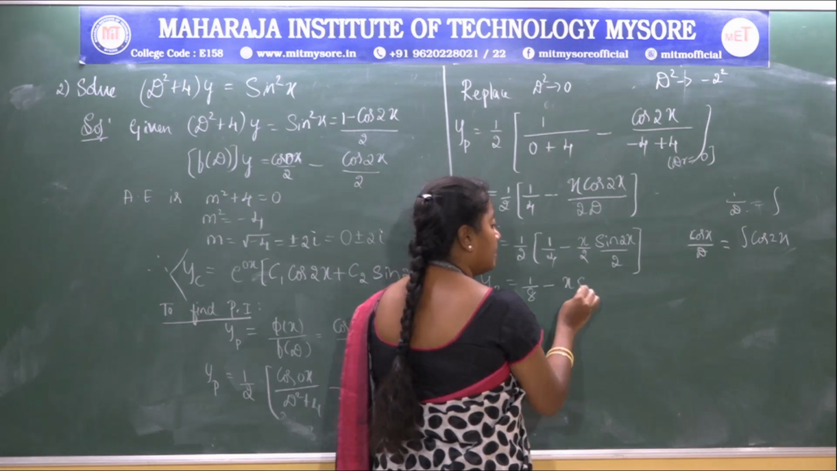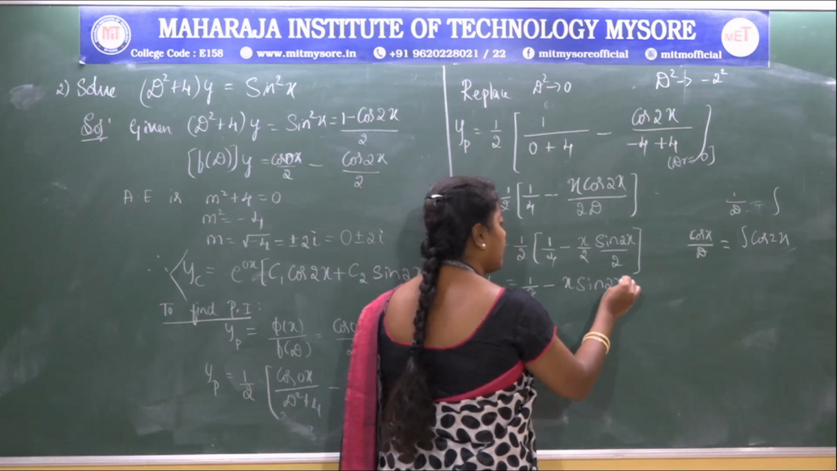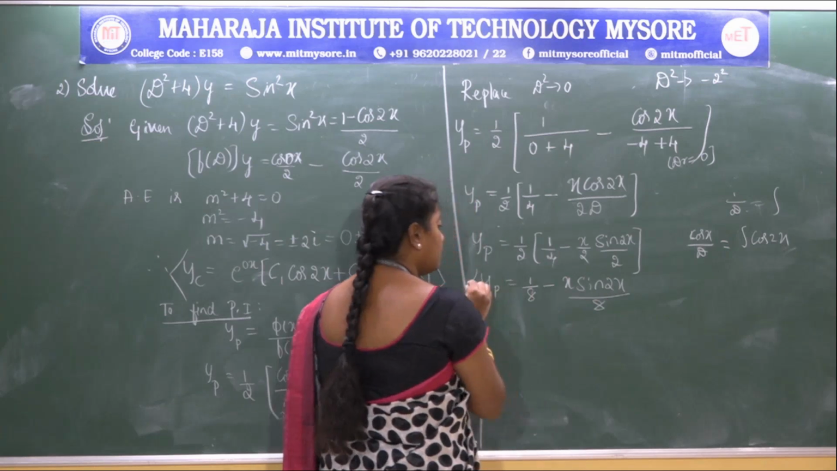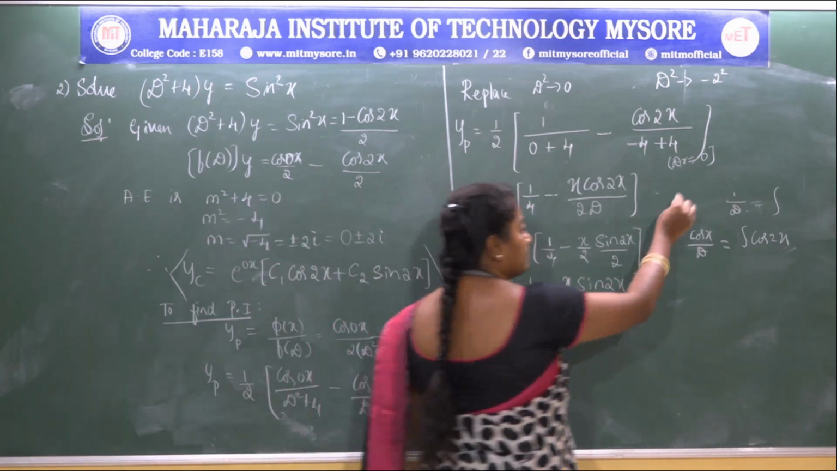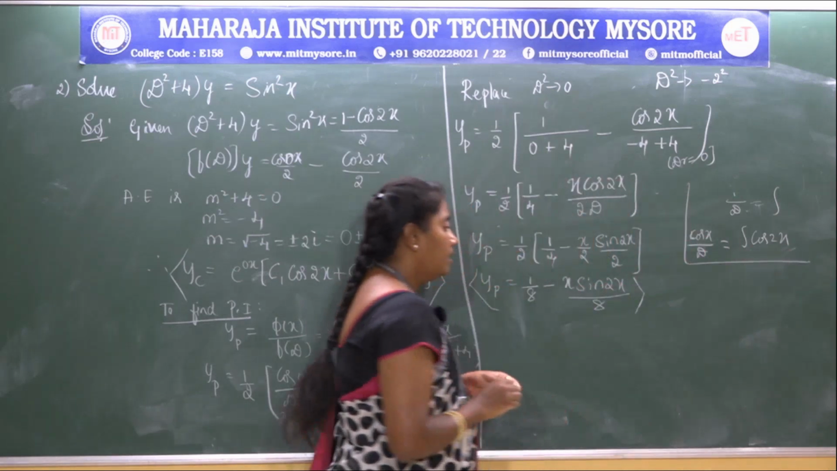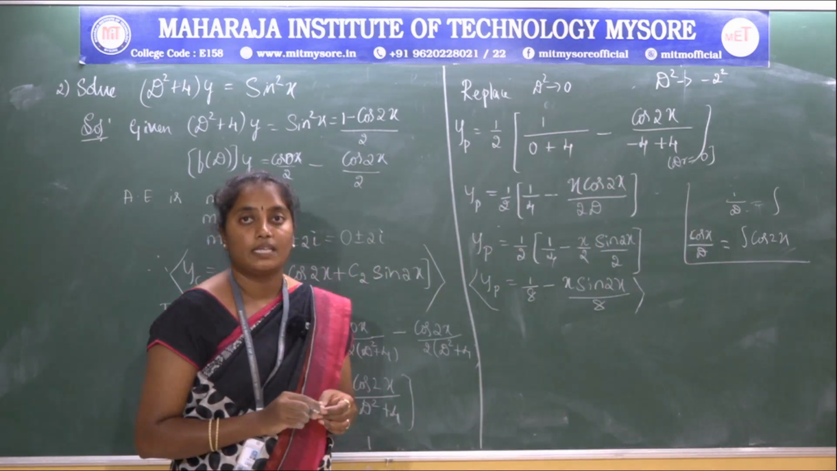minus x sin 2x divided by 8. So this is the solution of the particular integral: 1 by 8 minus x sin 2x by 8.